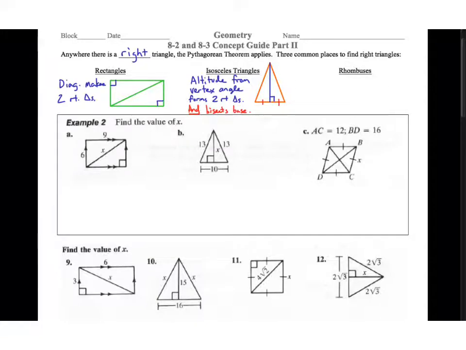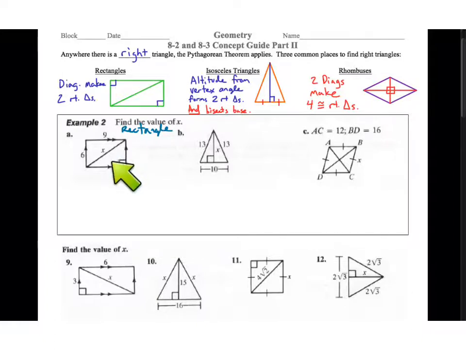Rhombuses: if you draw the two diagonals, remember what they do in the middle? They are perpendicular, so we end up with four congruent right triangles. Those are some really common ways that we'll be seeing right triangles. So I'll run through these examples.